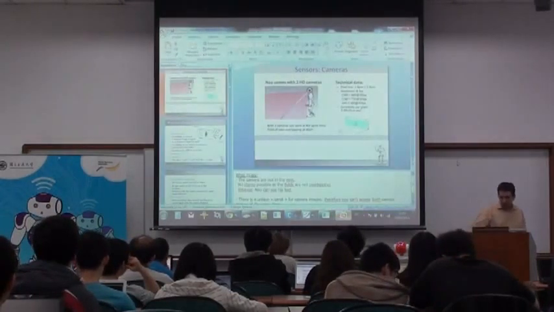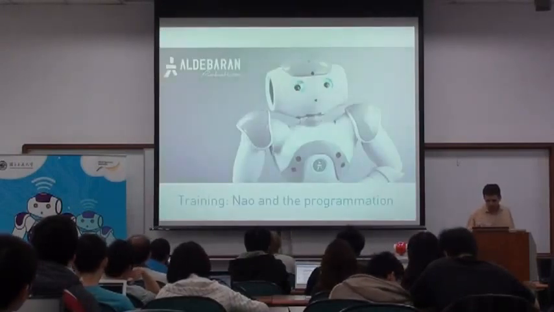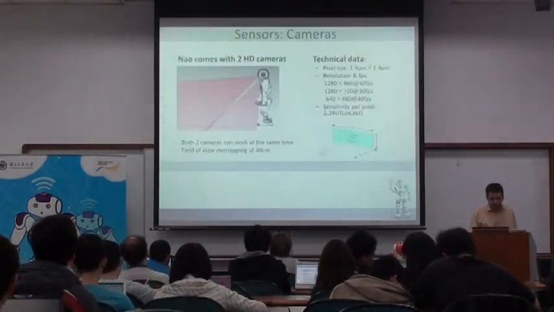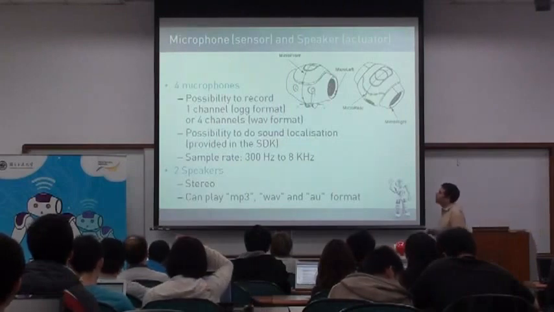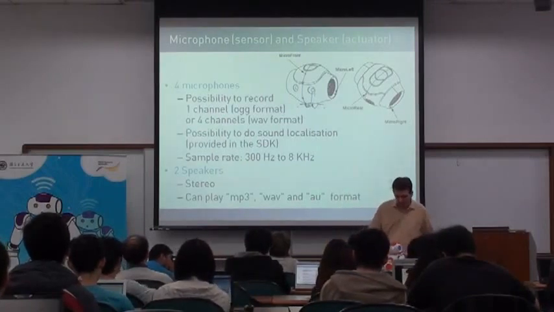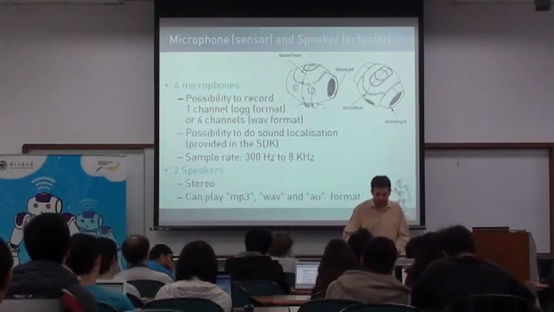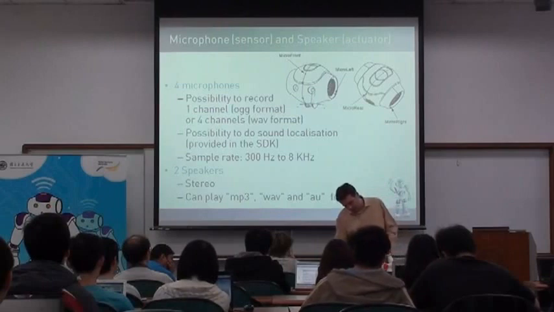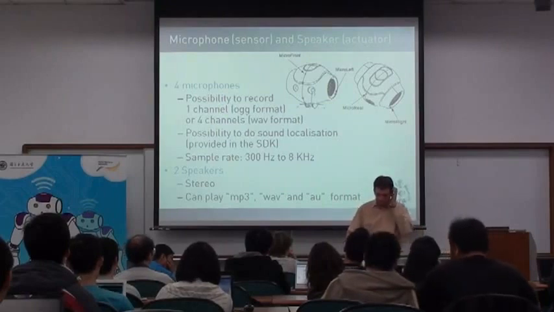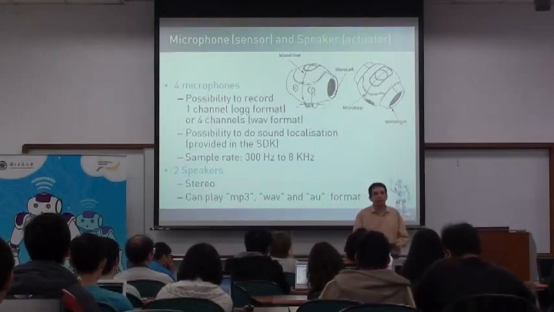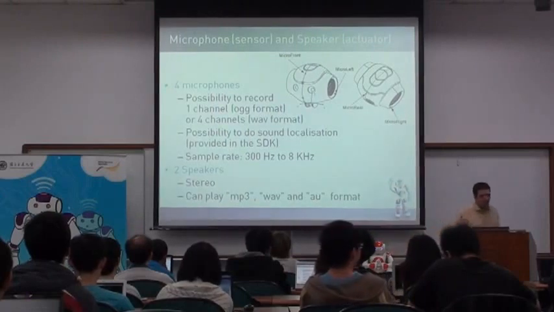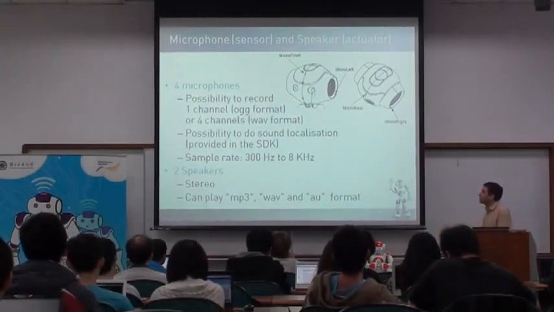Okay, so after that we have the microphone and the speakers. So two speakers, quite big speakers here, so you have quite good sound. And four microphones, which are located here, on front, and here, here, and back is here. So with these four microphones around the head, you can make sound localization. And actually we provide the sound localization. So you can just use it.